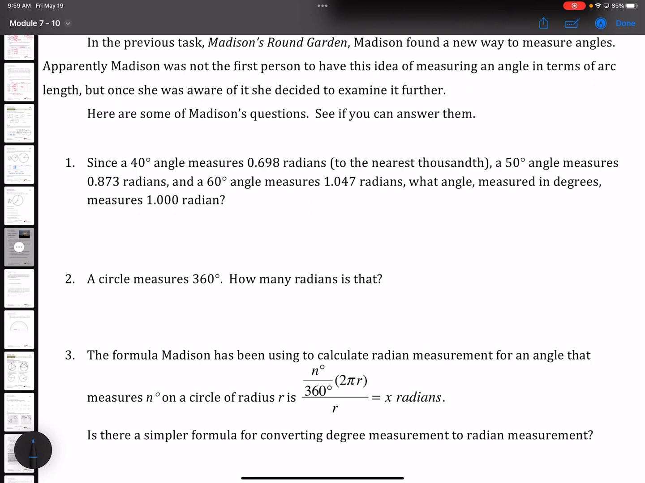Number 1. Since a 40-degree angle measures 0.698 radians to the nearest thousandth, a 50-degree angle measures 0.873 radians, and a 60-degree angle measures 1.047 radians, what angle measured in degrees measures 1 radian?